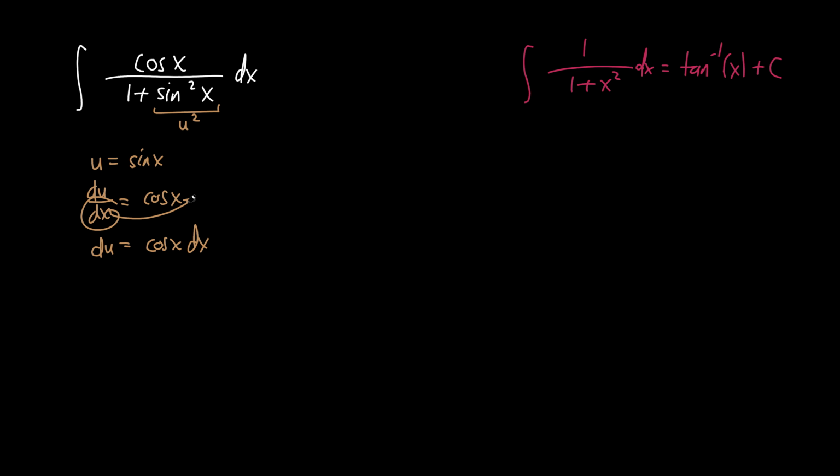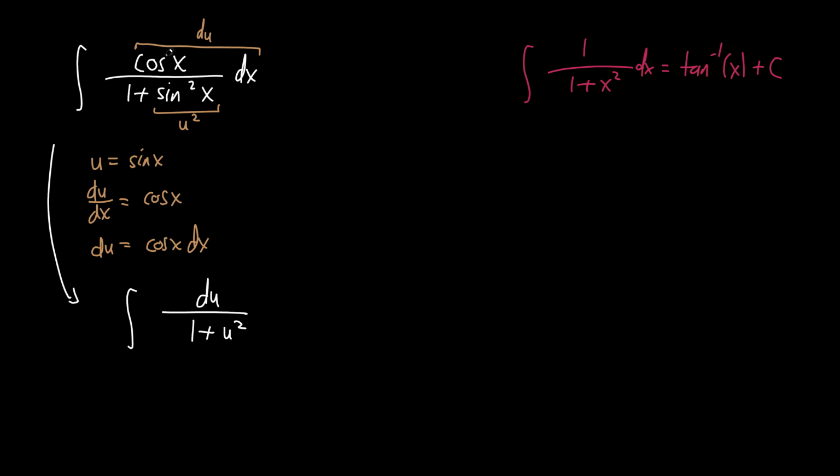We send the dx over, multiply. So what I notice is that my denominator becomes 1 plus that u squared, my sine squared. And up here in the numerator, the cosine x dx, that's going to be my du. And so if I go ahead and rewrite my integral now, I'm actually integrating du over 1 plus u squared, right? This all gets replaced with the du, and 1 plus this becomes u squared.